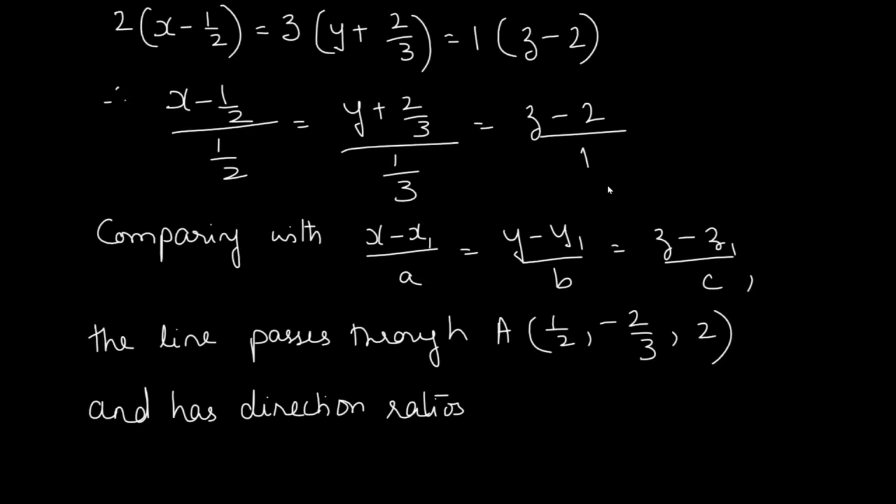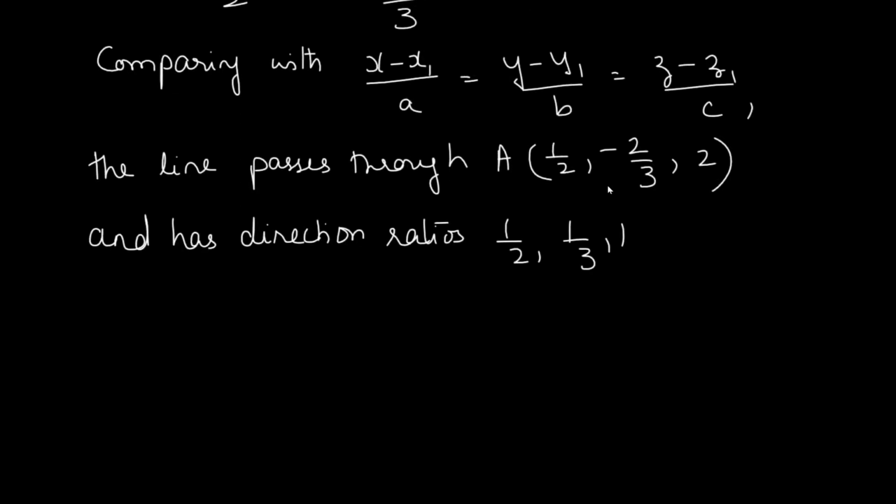Now the direction ratios of the line are given by a, b, c, these denominators. So in this case, it is 1 upon 2, 1 upon 3 and 1. Now these direction ratios can be written in a proper manner if we multiply with 6, because the LCM is 6. So we multiply each ratio by 6. So we get over here 3, 2 and 6. So the direction ratios of the line are 3, 2, 6.